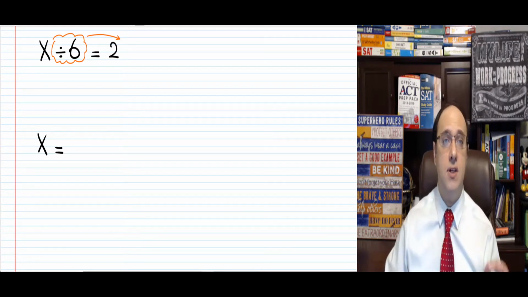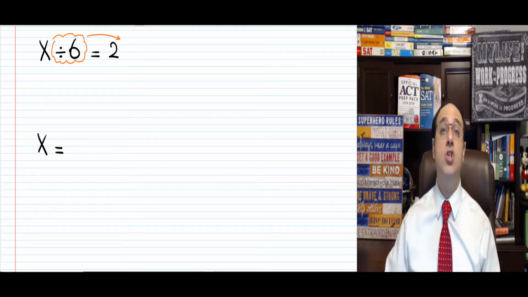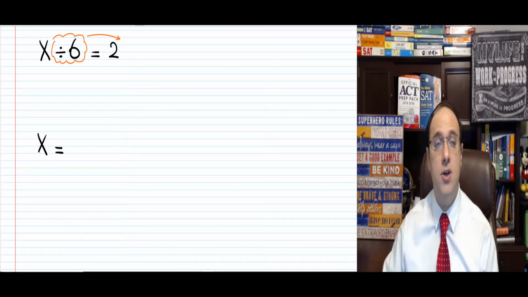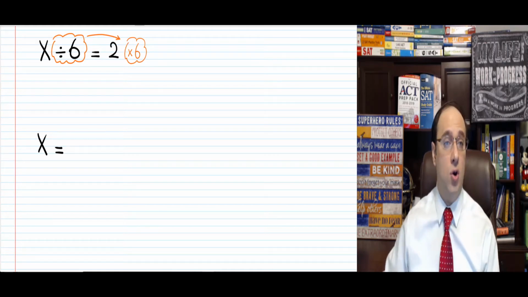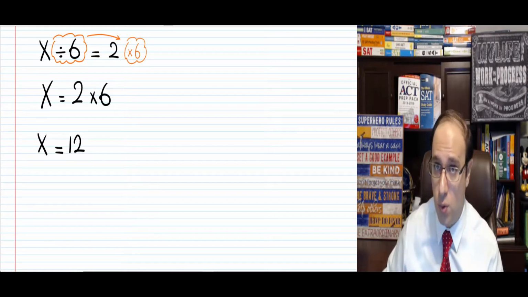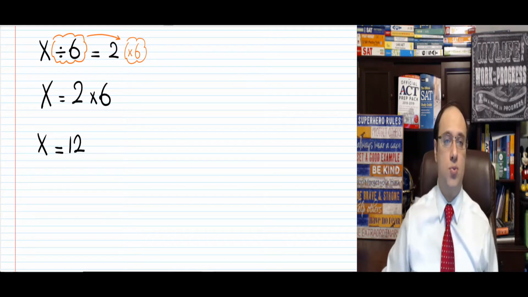And instead of divided by 6, we have to change its sign. And the opposite of division is multiplication. So it changes into times 6. So we can rewrite this as x equals 2 times 6. X equals 12. Easy? Super easy.